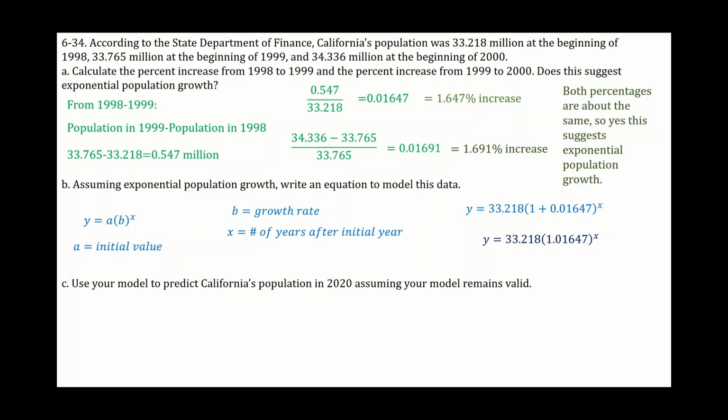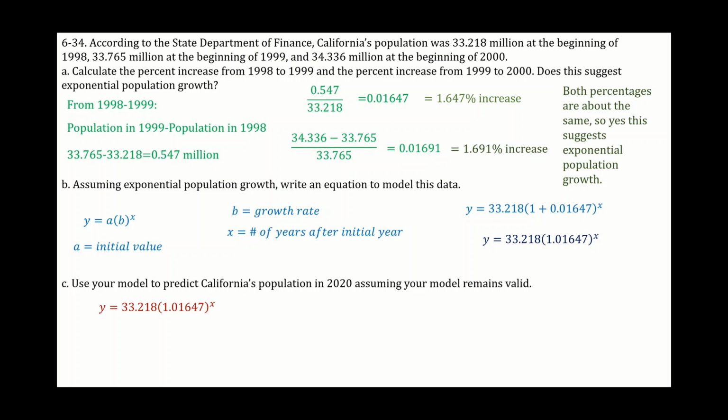The model that the book uses is different, and the model that you choose to use might also be different. There's no right answer for this one because you could have used 1998 or 1999 or 2000 to represent your initial year. Part C, use your model to predict California's population in 2020.